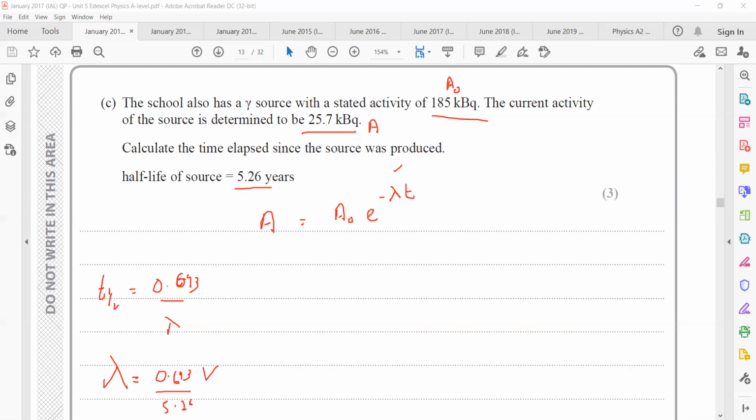The activities are given, so you might have to convert them, like 185 kilobecquerel would be 185 times 10 to the power 3. But when you're taking a ratio, the unit conversion does not make a difference to the final answer. So if I want to solve this, I will simply substitute the values. This is 25.7.